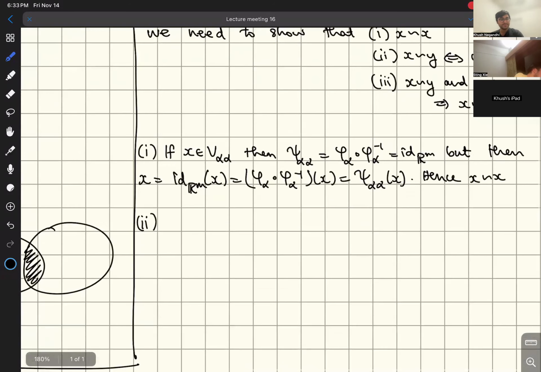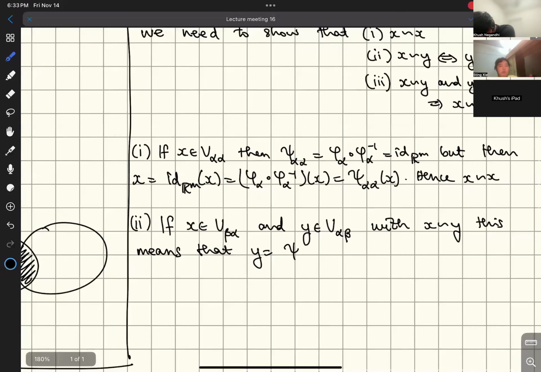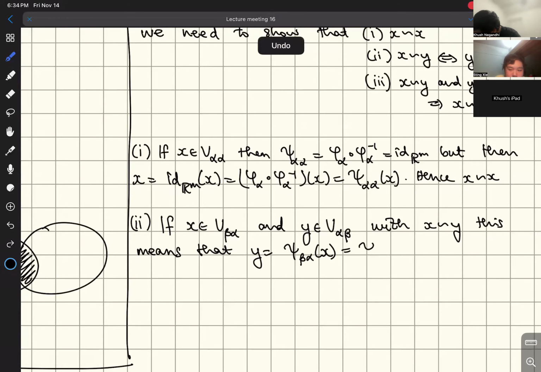Yep. Number two, if x is in V alpha beta, sorry, this should be beta alpha, with x equivalent to y, this means that y equals psi of beta alpha on x. But let's look closer at what psi of beta alpha is. This just equals phi of beta composed with phi of alpha inverse on x.